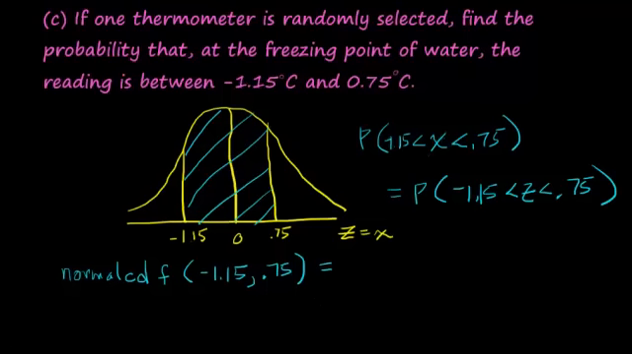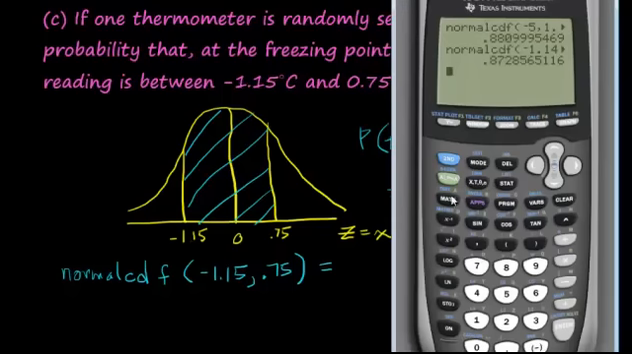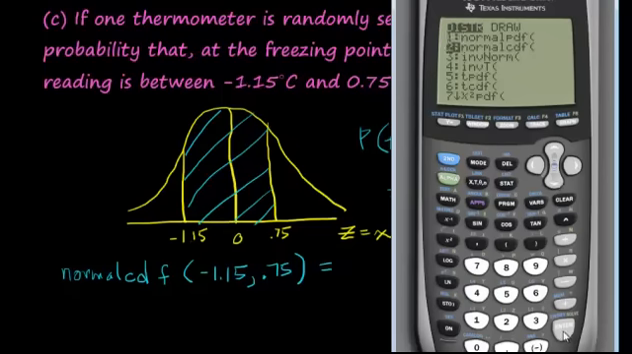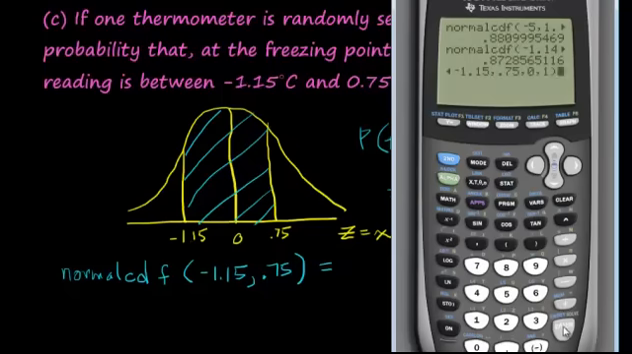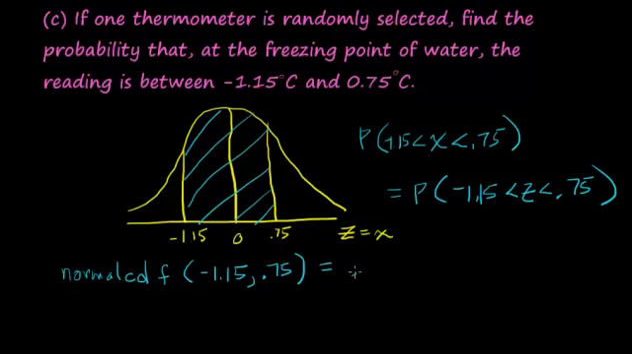Okay, so let's pull that up. We'll go to our distribution list, choose the normal cumulative density function. Our low value now is negative 1.15. Upper value is 0.75. Okay, and we get 0.6483007, which is approximately equal to 0.6483.